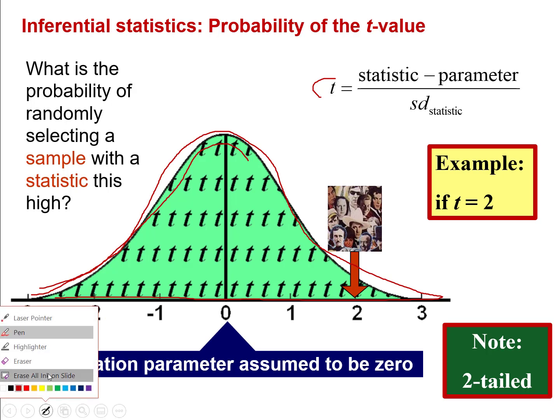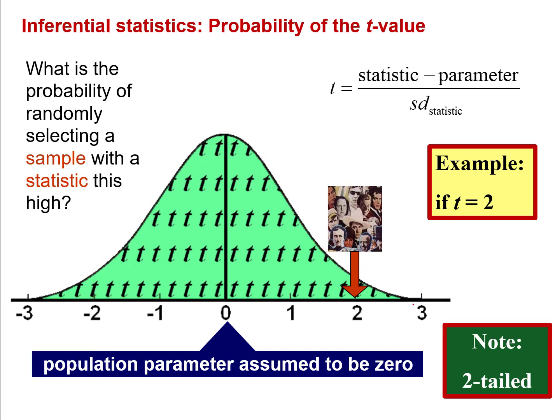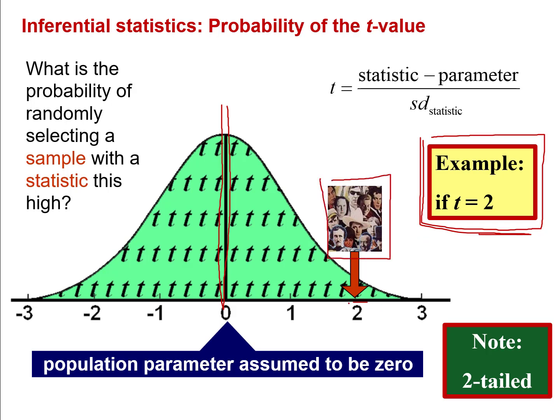And so if I were to do a study and calculate the t-value and say, for example, the t-value was equal to 2, well, that would mean if the null hypothesis were true, because we always assume the null hypothesis is true when we calculate a t-value. So if I get a t-value of 2, that means if the null hypothesis is true, well, then the statistic that I got from my sample is 2 standard errors higher than the true population parameter.